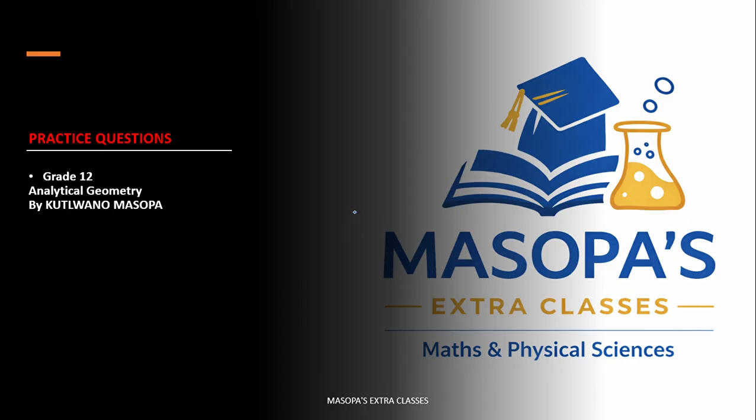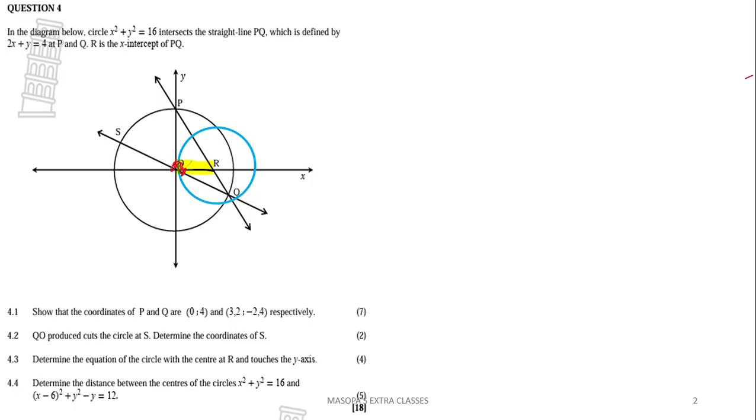Alright, so today I'm going to do analytical geometry. When you look at question number 4, we can see that we have a diagram below that has a circle of x squared plus y squared equals 16. Once you are given this equation of the circle, it means that the coordinates of the center are 0, 0. As you can see, the center there is O, and the coordinates of the center will be (0, 0). Then we have 16.